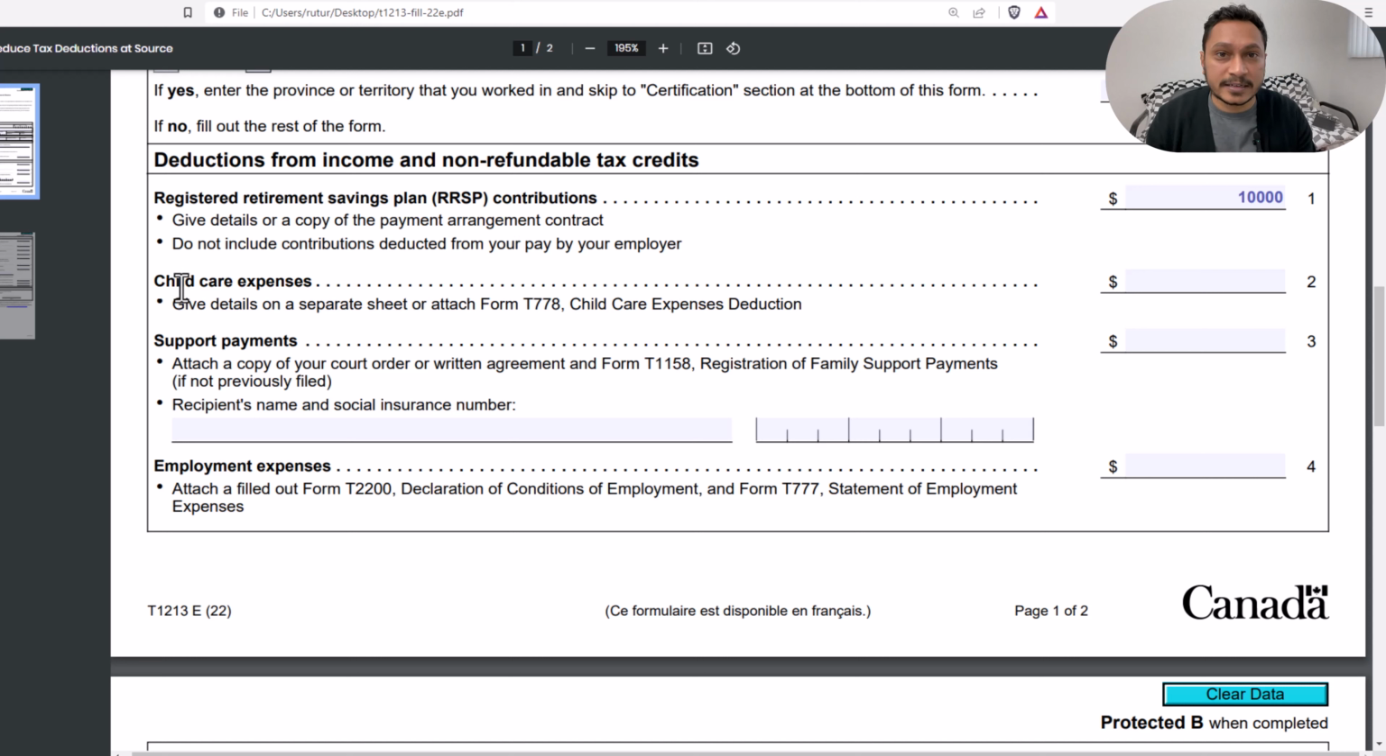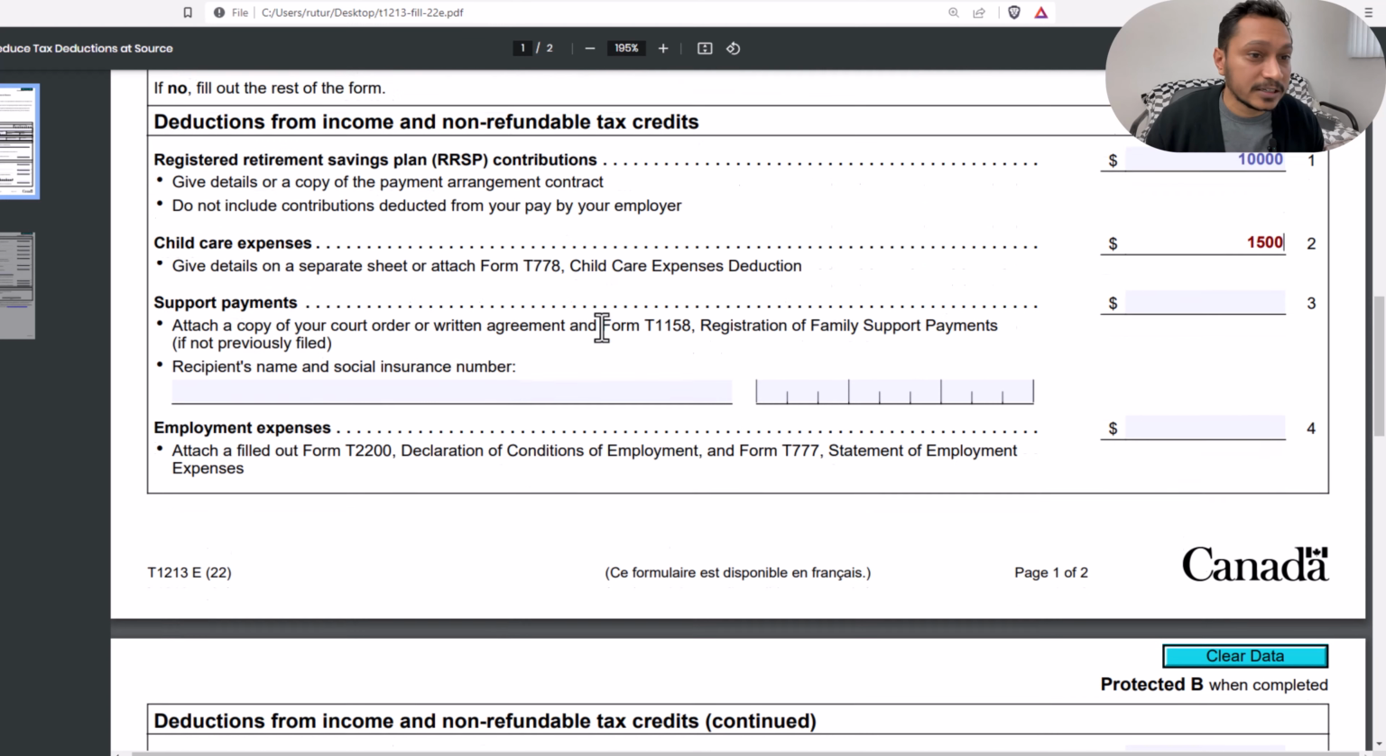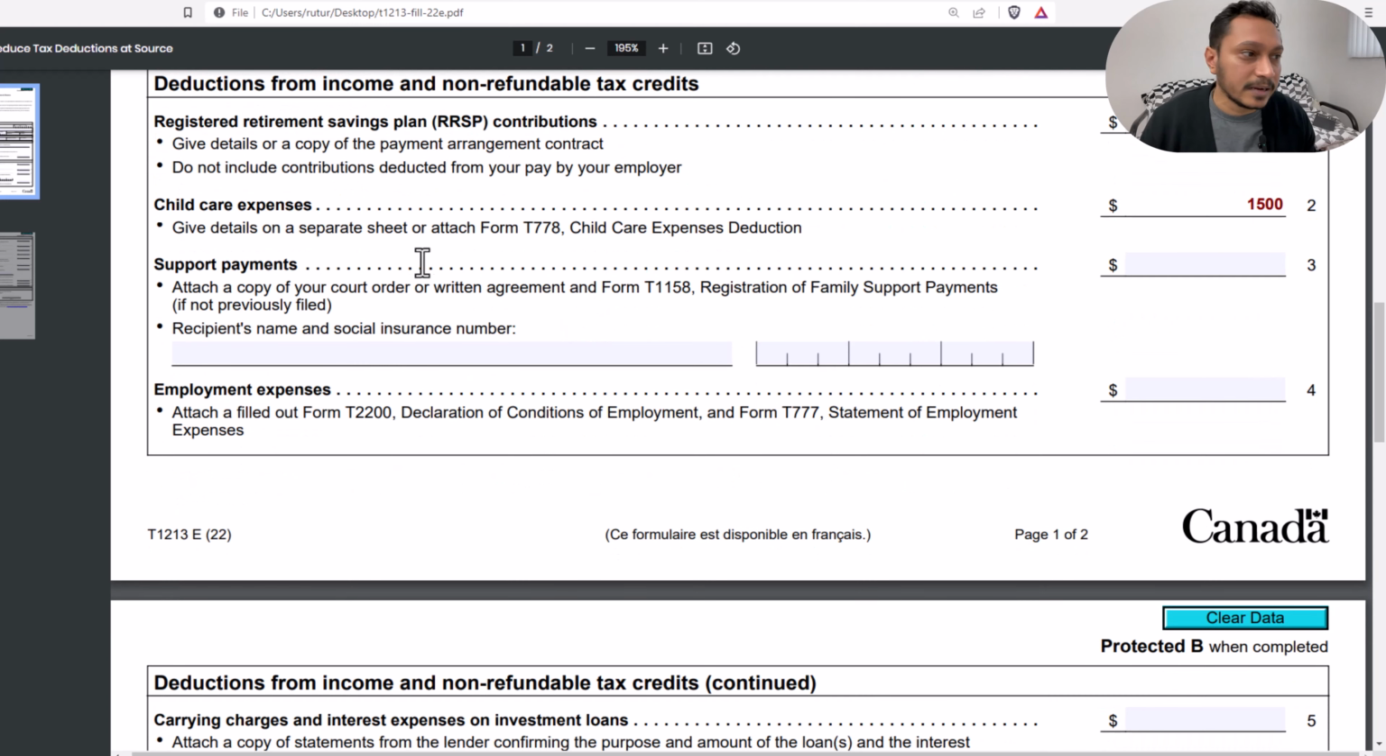Now, for those parents who are filling this form at the end of the year, provide the T778 spreadsheet along with this to the CRA and provide your childcare expenses. My child goes to daycare and I pay $1,500 for that. Then I'm going to put $1,500 here. That reduces my taxable income again by $1,500.